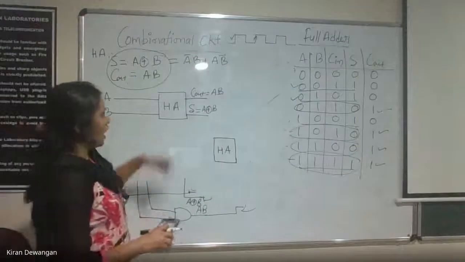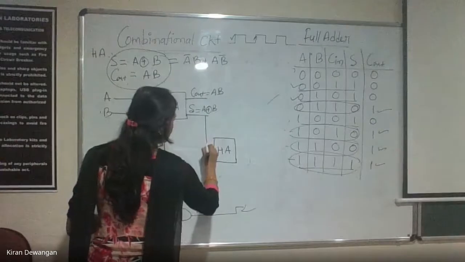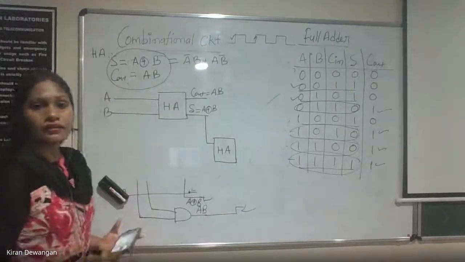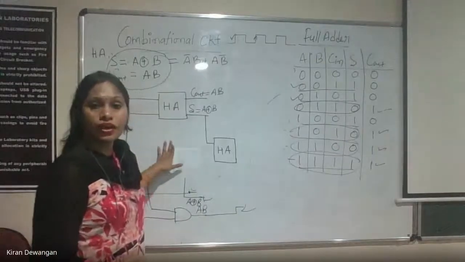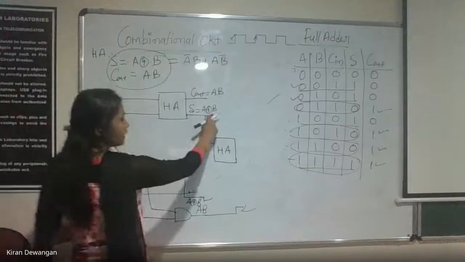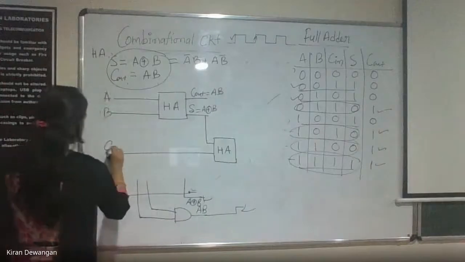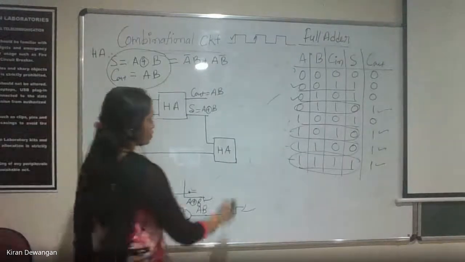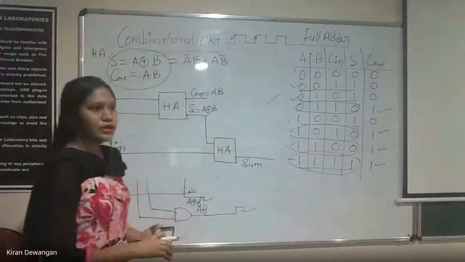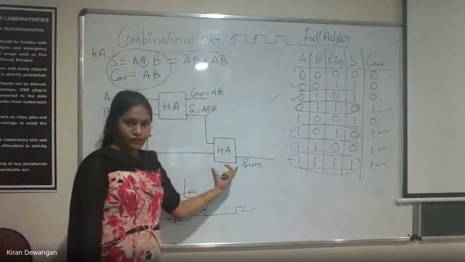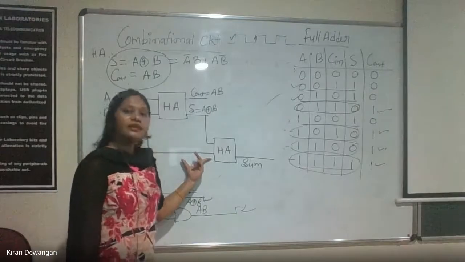Now the output of this half adder, which is sum. What is the output of my full adder? Sum का output क्या होता है? It is A XOR B XOR C in. So here I am getting A XOR B, and from here I am giving C in. So my final sum will be what? The first input to this half adder is A XOR B. The second input to this half adder is C in.